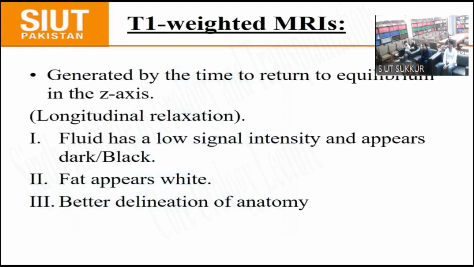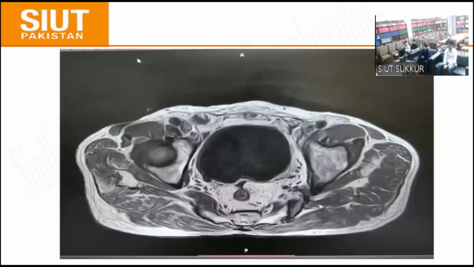So the first is the T1 weighted MRI images. These are generated by the time to return to equilibrium in the z-axis, or the longitudinal relaxation, in which body fluids have a low signal intensity and appear dark or black, and in T1 weighted images fat appears white. In this image we can see better delineation of the anatomy. So these are a few images of MRI without contrast.